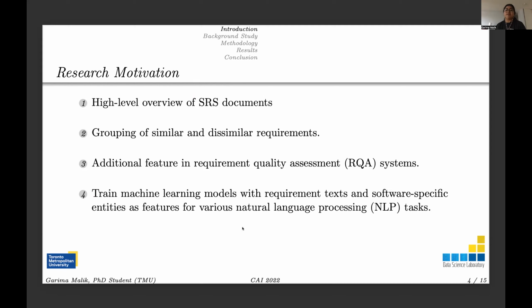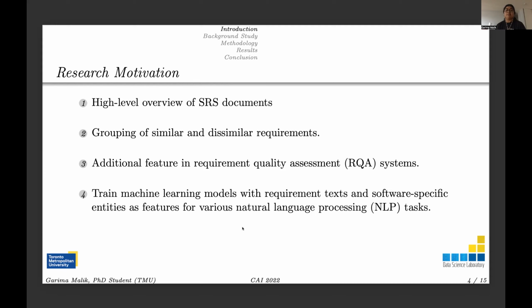Then we have requirement quality assessment systems, which basically measure whether a requirement is particularly good to have in the system or not. So we can use these entity extractions or maybe named entities as an additional feature input in RQA systems, which can improve the efficiency of RQA systems.